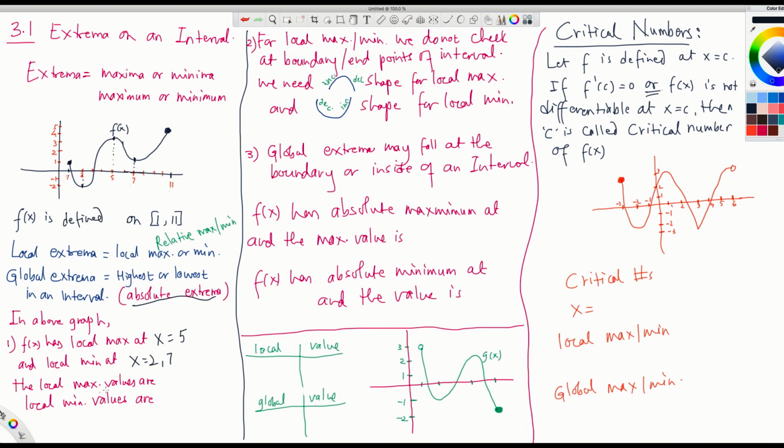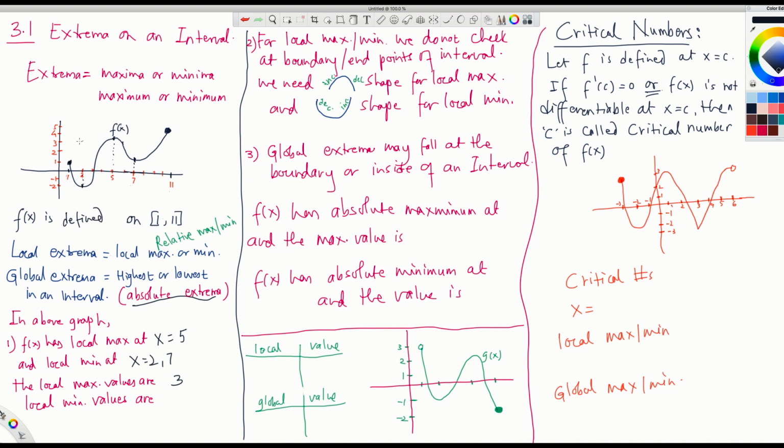And what is the local max value? Local max value means at x equals to 5, what is the height? It is 3. So the local max value at x equals to 5 is 3. It is maximum at x equals to 5, but the maximum value is basically the height.